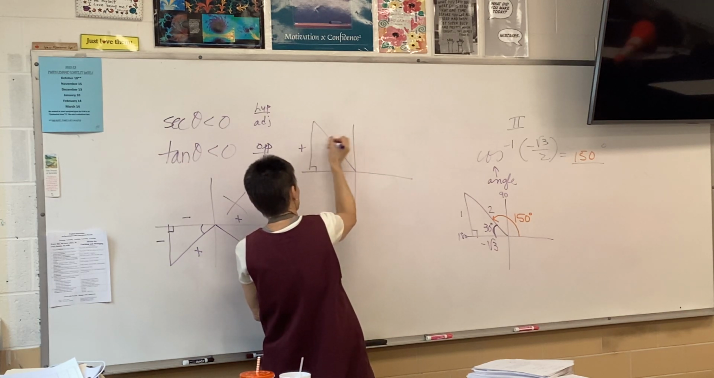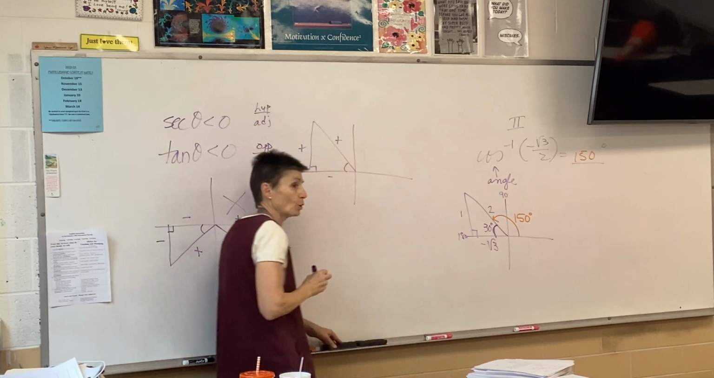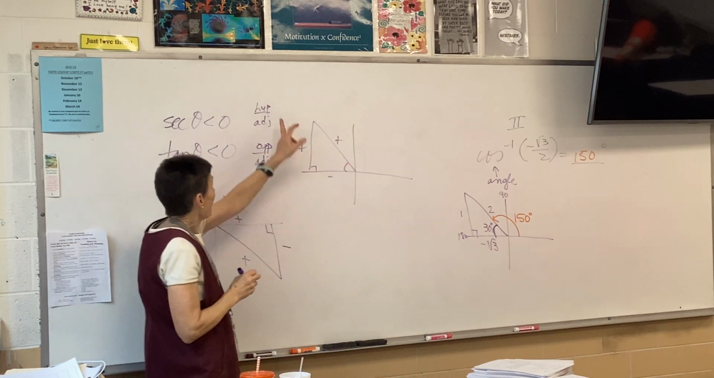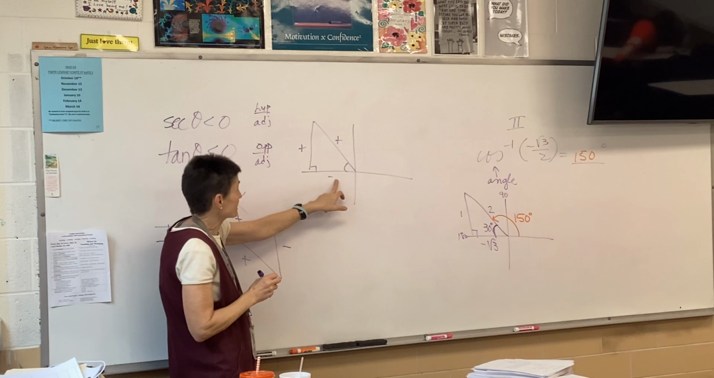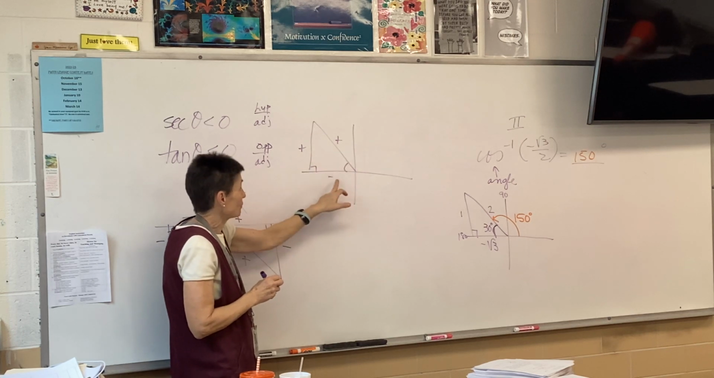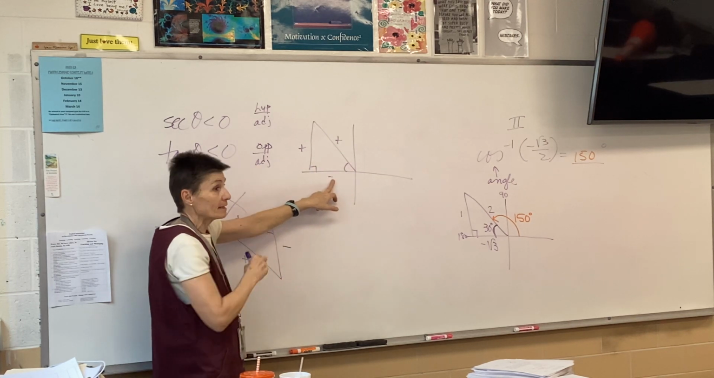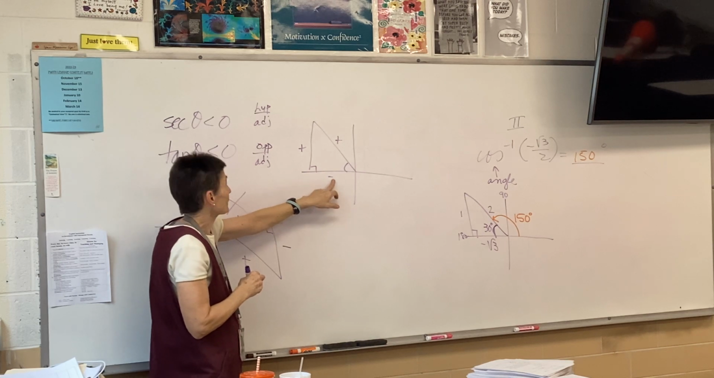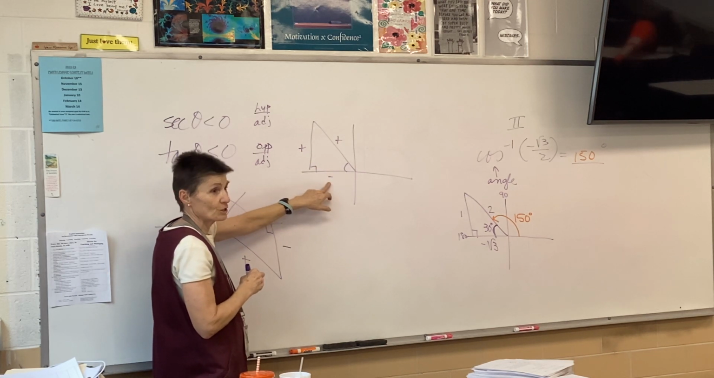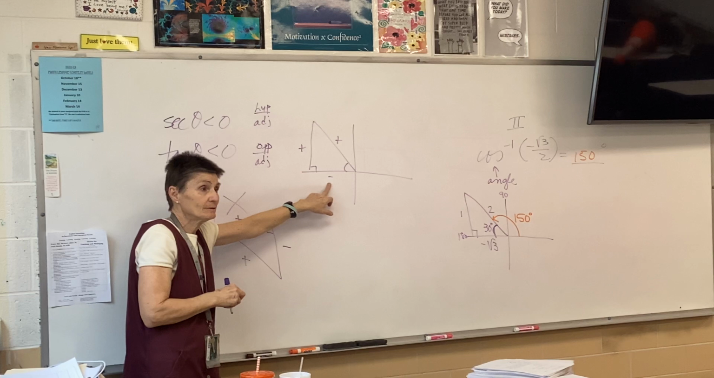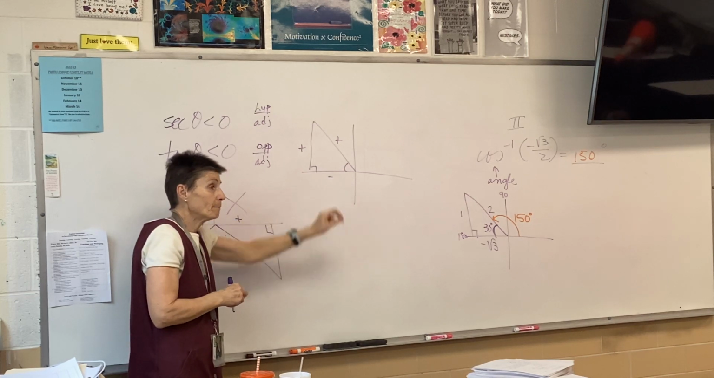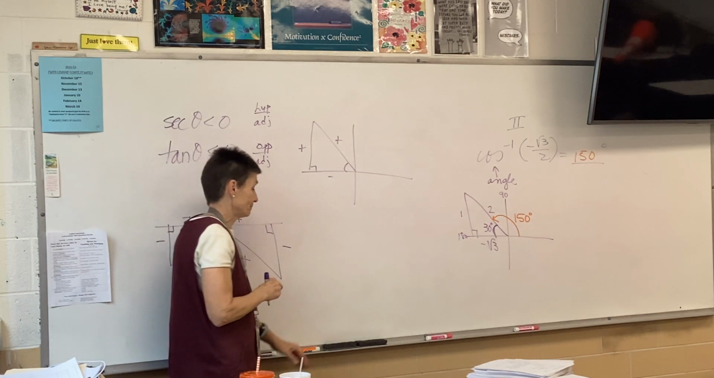Let's just double check this, see if it works. Hypotenuse over adjacent. Is that negative? Yep. Opposite over adjacent. Is that negative? Yep, that's it. Quadrant 2.